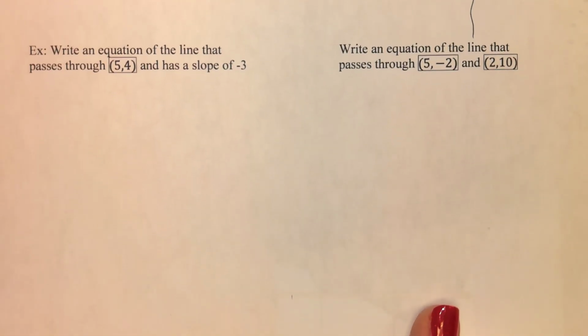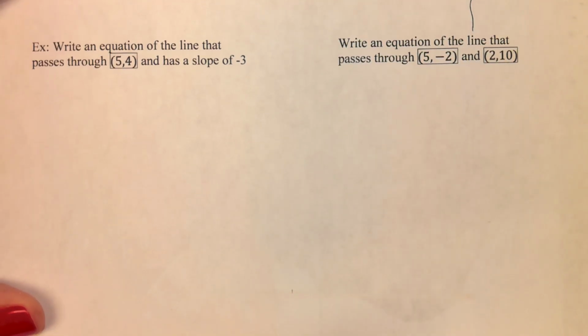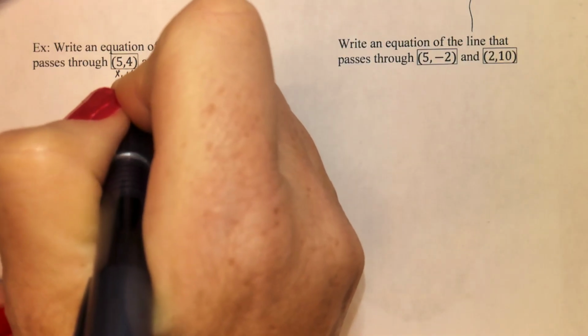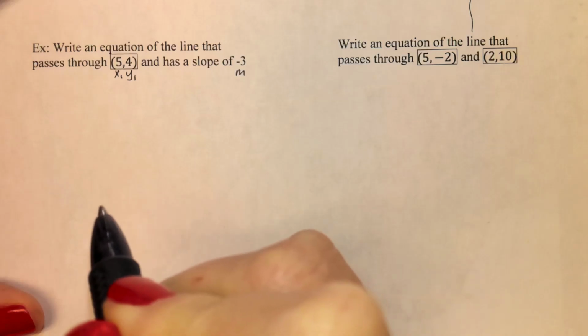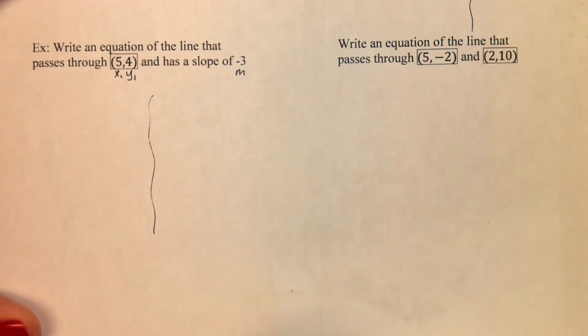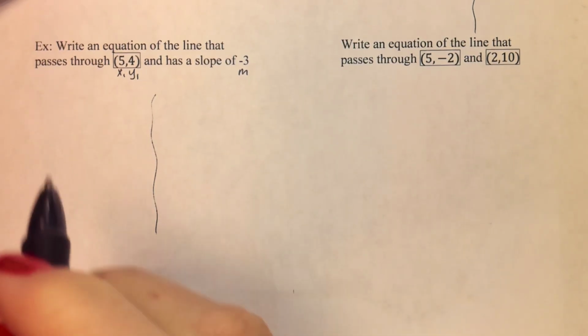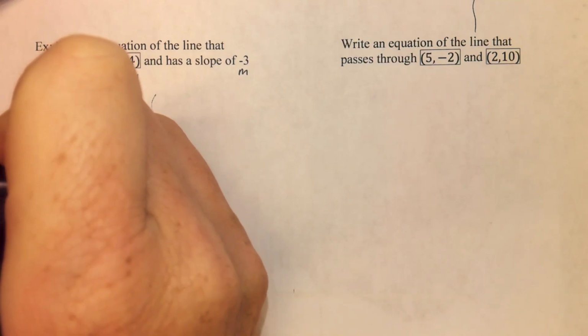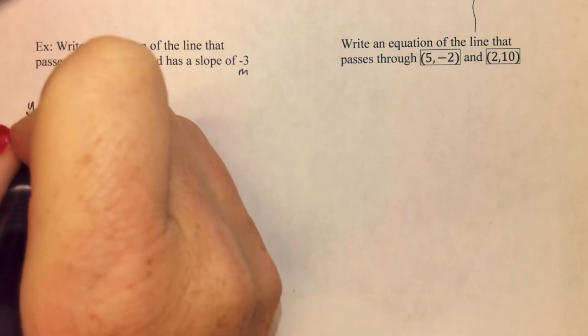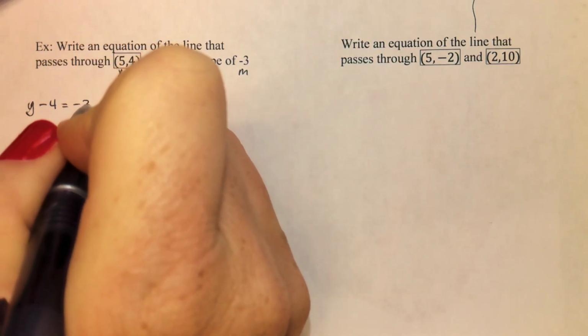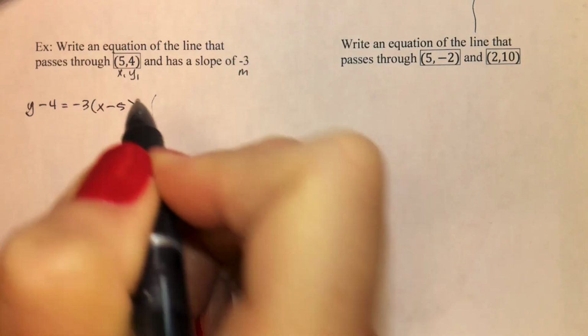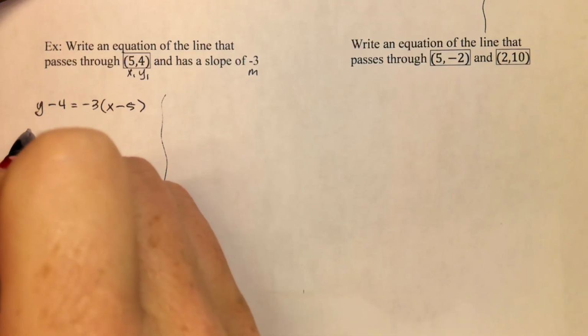Two more to go. The first one says write an equation of a line that passes through, here's another point, and here's my slope. And again, I'll do them both ways just so you can decide which one is your favorite. So point-slope form, so y minus 4, and then slope of negative 3, and x minus 5. And we're just going to do some simplifying.